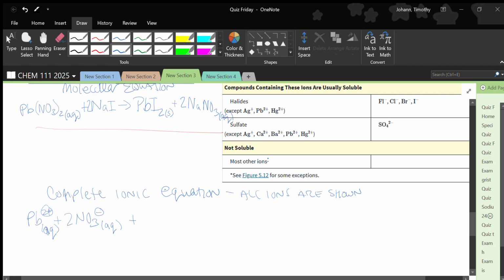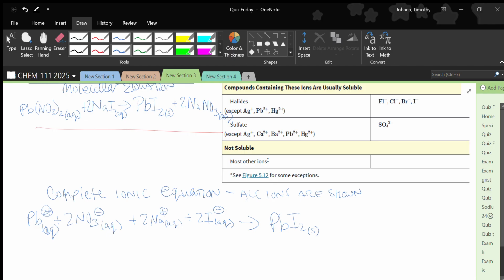Plus sodium iodide. Whoops, that should be labeled as aqueous. Sodium iodide: 2 sodiums, aqueous, plus 2 iodides, aqueous. Don't forget your charges. And that's going to make lead iodide, which is a solid. So it all stays together. It's not aqueous. The ions do not break apart because it's a solid.